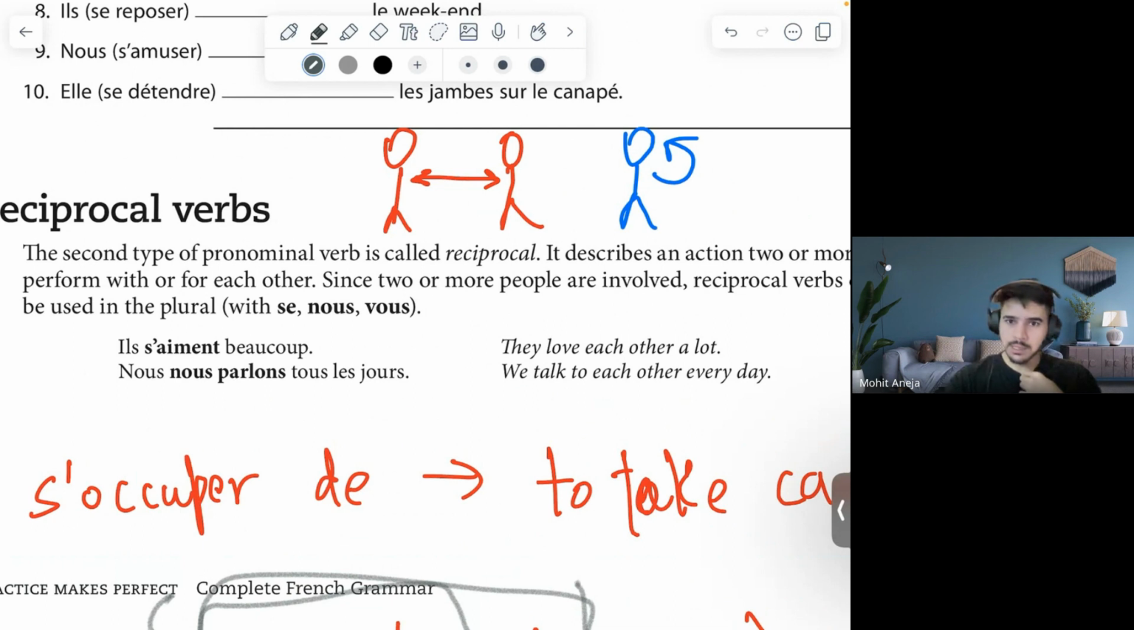I can fight with someone else, I can talk to someone else, I can love someone, I can kiss someone, I can talk to someone, or I can, I don't know, fight with someone. So all of those verbs that I do with someone else are reciprocal verbs.